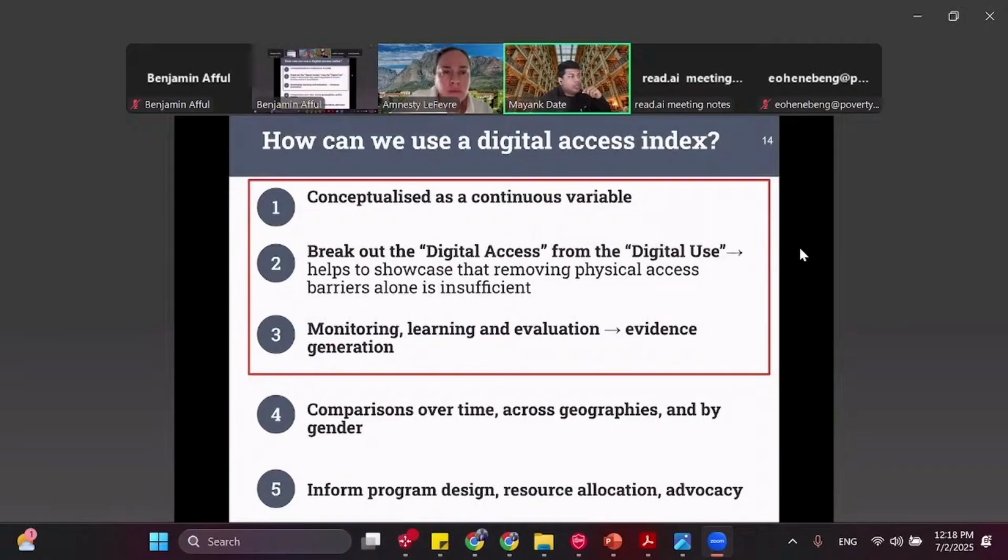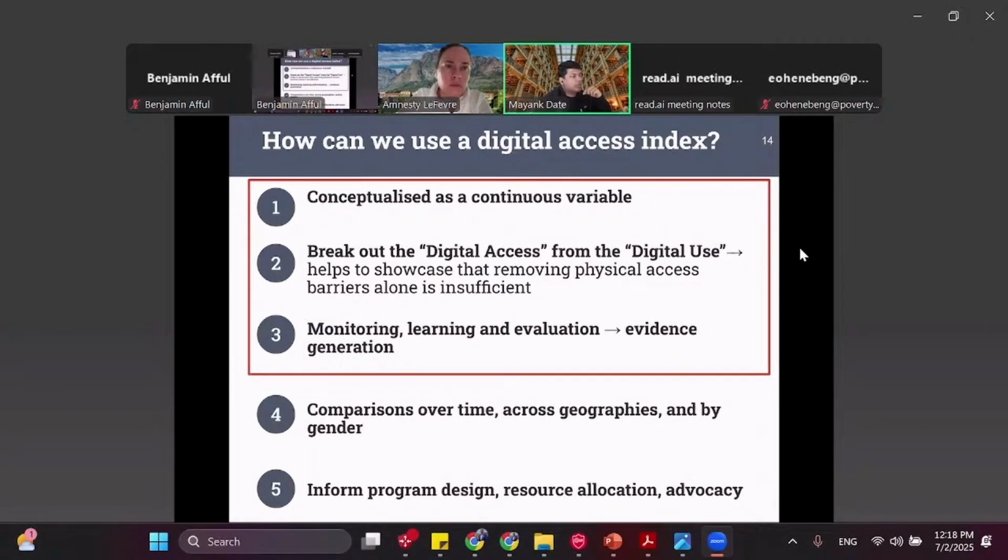Now, coming to how we use this index, currently what we've demonstrated is using the index as a continuous variable to identify patterns of access and use amongst any population. We can separate out the access and use components, which yield some interesting insights, like how removing physical access barriers alone is not enough, which we'll talk about in a moment.